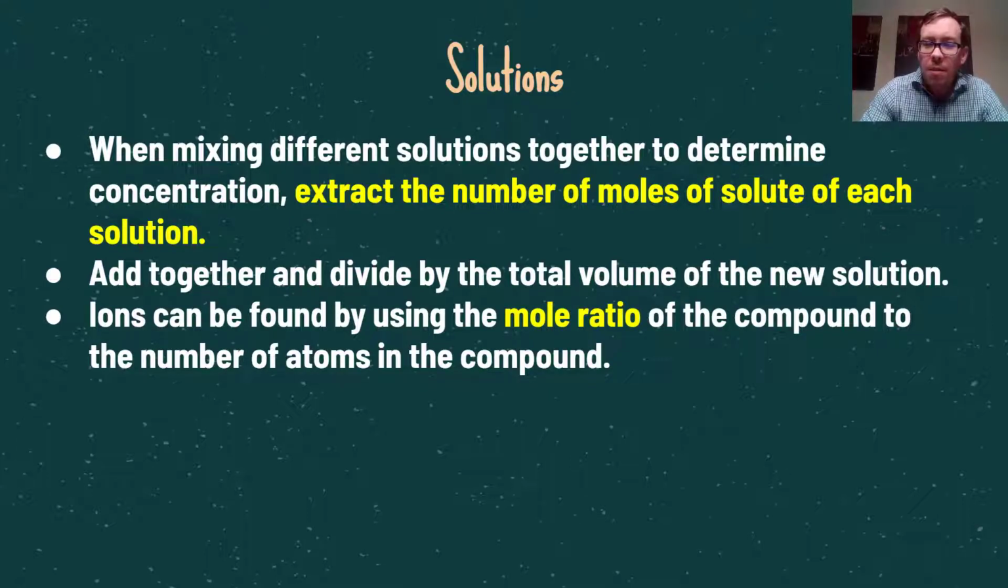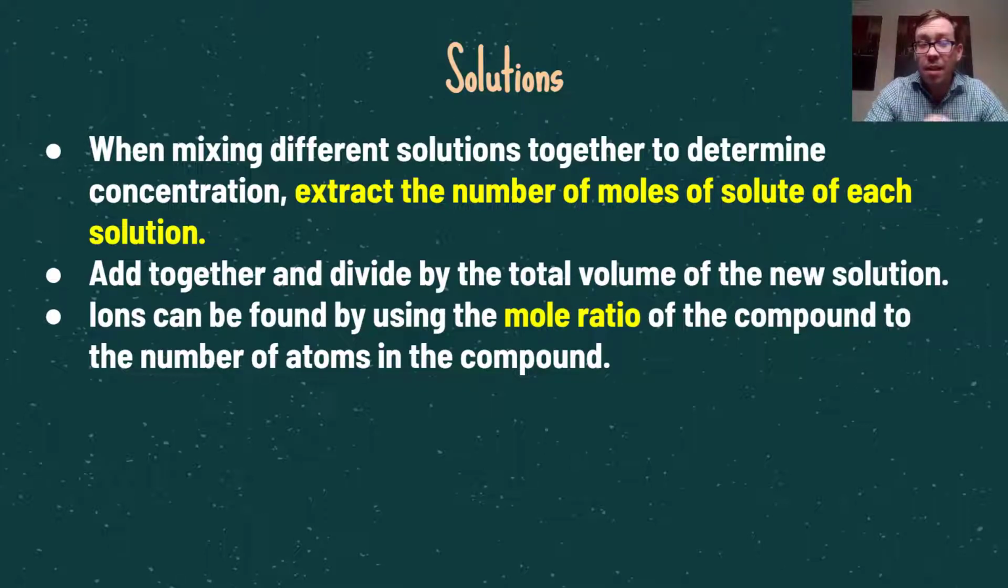But when we're mixing different solutions together to determine the concentration, we need to follow a couple of steps in order to be able to do that. It's not as simple as just plugging in a couple of numbers and solving. We have to do a couple of extra steps here. So for mixing different solutions together, the key thing is to extract the number of moles of solute of each solution, because then we can add those together and then divide by the total volume of the new solution. So it does require a couple of extra steps here.